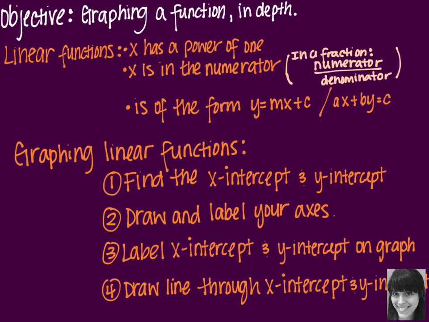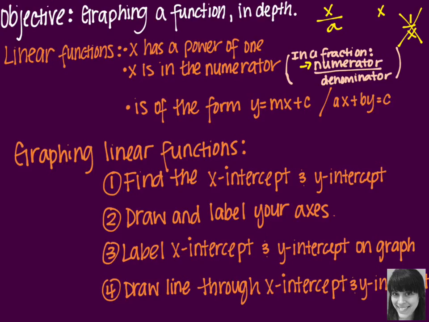X will always be in the numerator as well. The numerator is the number on top. So if you're going to have a fraction, it should be x over some number or just x. You wouldn't have 1 over x. This is not a linear function. Okay?